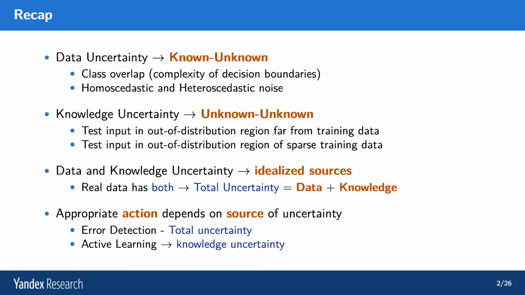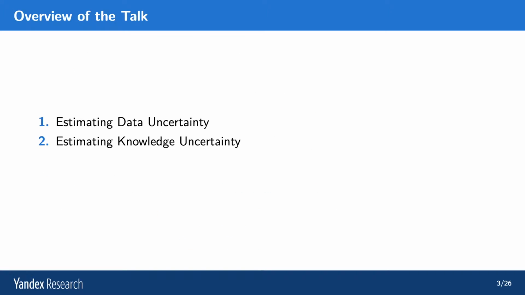Finally, this is important because the appropriate action we'd like to take based on our estimates of uncertainty depends on the source. If we're doing error detection, we'd like to use total uncertainty. If we're doing anomaly detection or active learning, knowledge uncertainty. So in this video, we'll talk about how to estimate both of these sources of uncertainty. Let's focus on data uncertainty first.